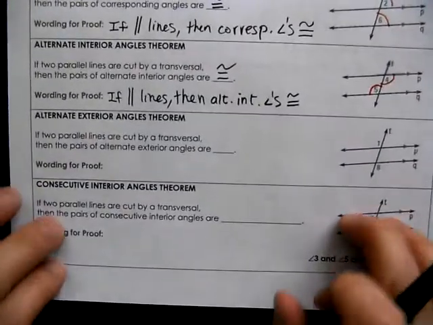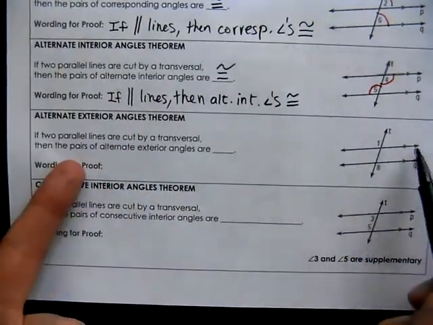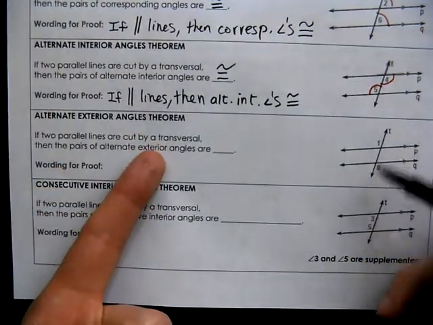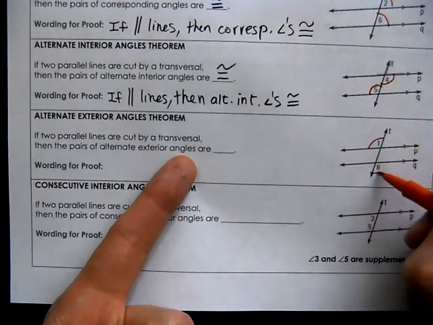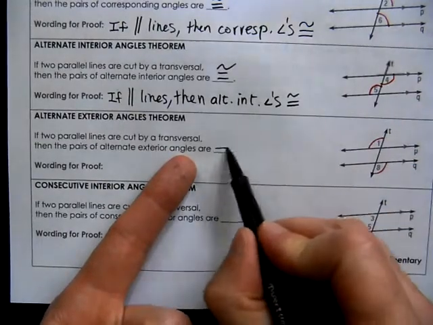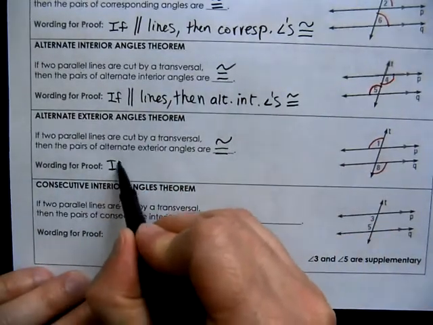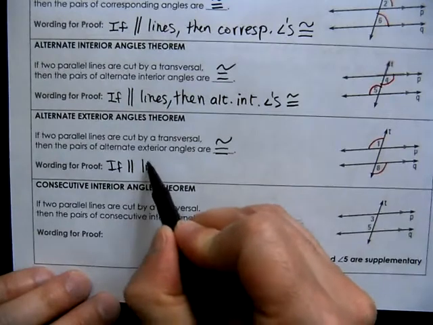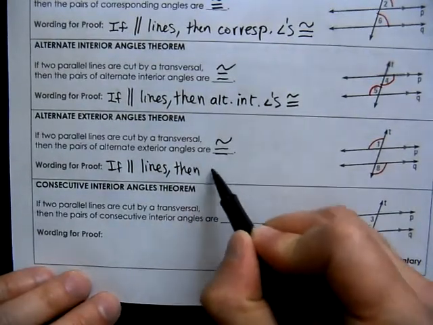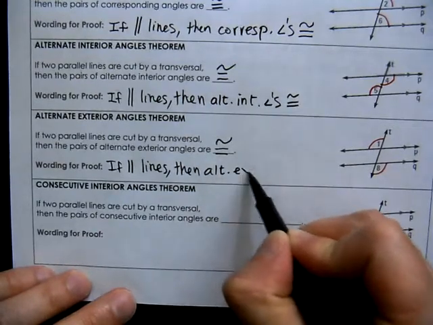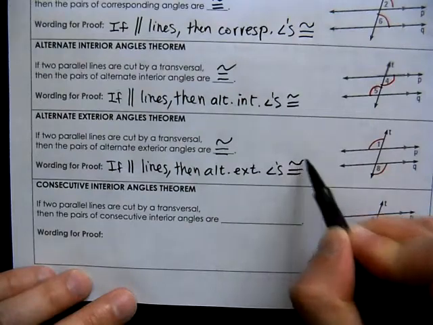For the third pattern, the alternate exterior angles theorem says if two parallel lines are cut by a transversal, then the pairs of alternate exterior angles are congruent. Again, let's abbreviate that by saying if parallel lines, then alternate exterior angles are congruent.